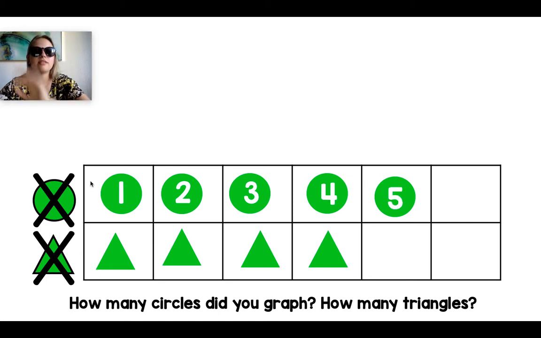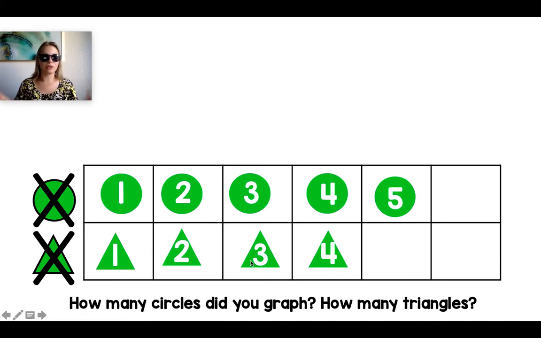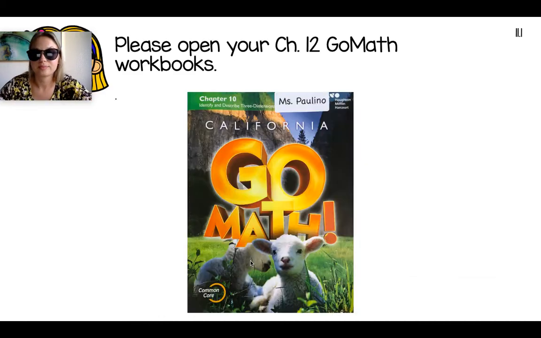There are 5 circles. How many triangles did we graph? Remember, we don't count the outside one because it's not in the graph. We're only going to count the inside ones. 1, 2, 3, 4. So I have 5 circles and 4 triangles. I have more circles than I have triangles.